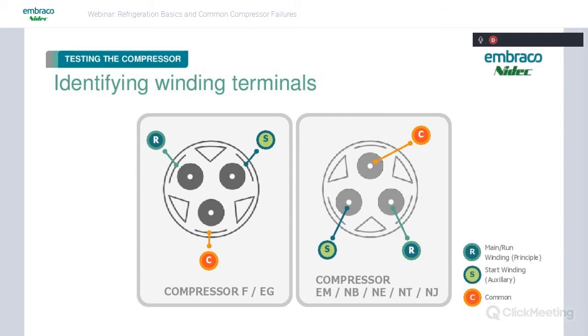And then all other models, except for the three-phase DC, the EM, NBs, NEs, NEKs, NEUs, NTs, NJs, you're going to see common on top. And then again, going clockwise, you'll have your run winding and then your start winding. So try to remember that clockwise trick. It'll help. You got common, then going clockwise, the next terminal should be run and the next terminal should be start.